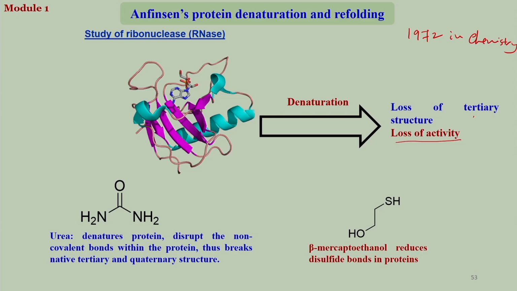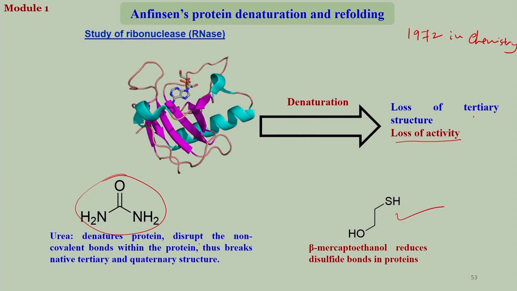So, what Anfinsen found out is that if you use urea, then you can denature a protein. Urea is a very simple reagent that denatures the protein. It disrupts all the non-covalent bonding interactions present within the protein, and therefore, you break the native tertiary structure as well as the quaternary structure. But after denaturation with urea, you still have the disulfide bonds left which you have to cleave, and therefore, the second reagent comes in, beta mercaptoethanol.